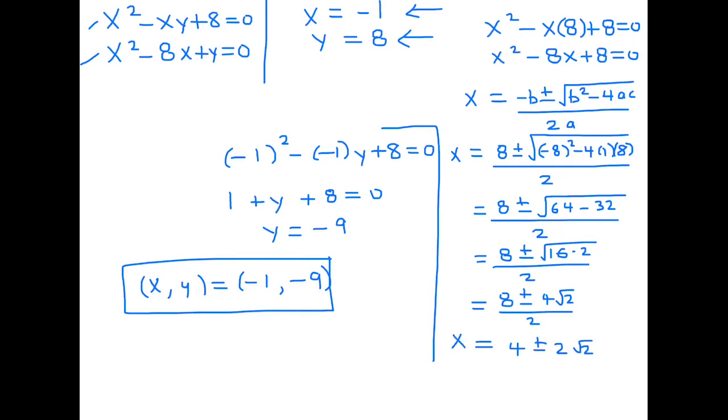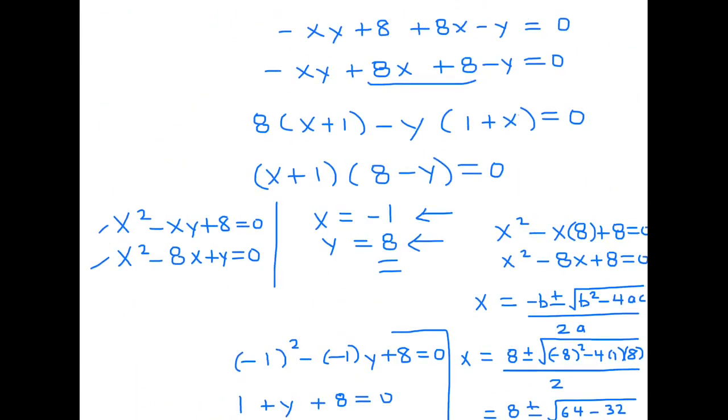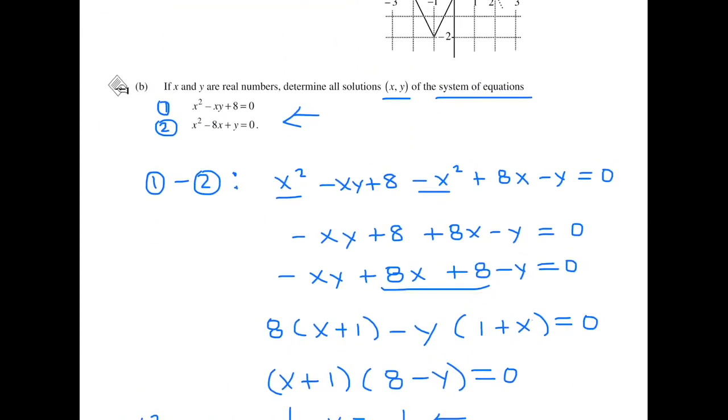So that led to two solutions. xy, therefore, is 4 plus 2 root 2 and 8, which is the value for y. And it also gave us 4 minus 2 root 2, 8, which is the value for y. And therefore, these are our solutions to our system of equations. We have 3 solutions. And I believe that completes 7b. Yes.